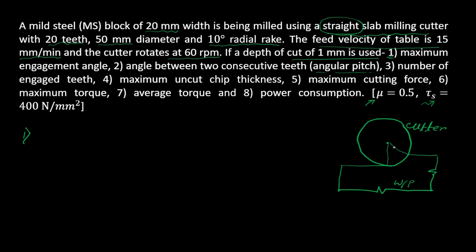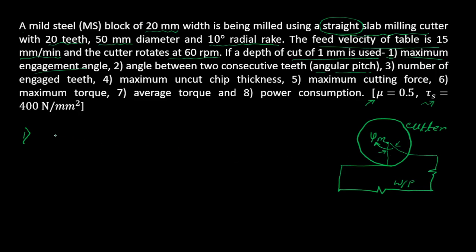You can see this is the zone, or this much angle, in which the cutter is engaged with the workpiece. Here or here the cutter is not engaged with the workpiece, but this is the angle in which the cutter and the workpiece are engaged. So this angle is basically known as the maximum engagement angle. We have to find out this angle. Let me name this angle psi, and since we are talking about the maximum, psi m, the maximum engagement angle.